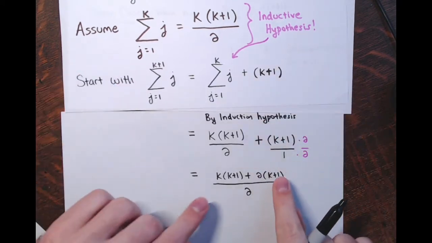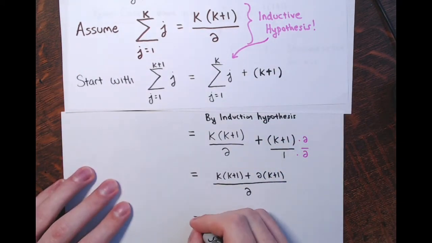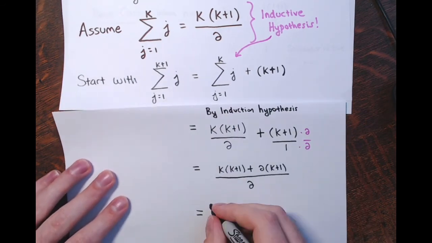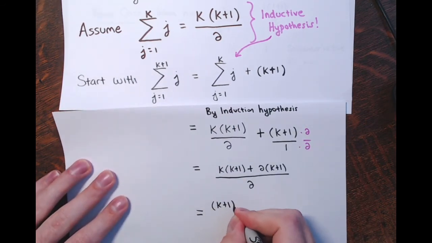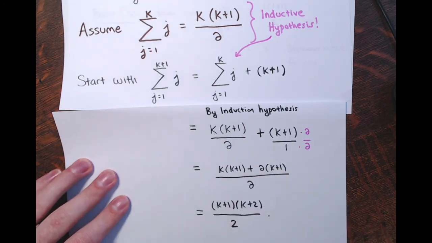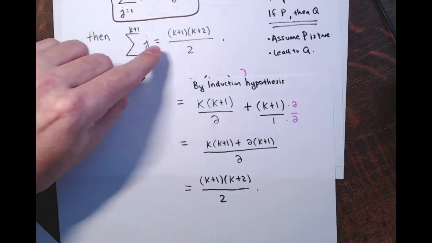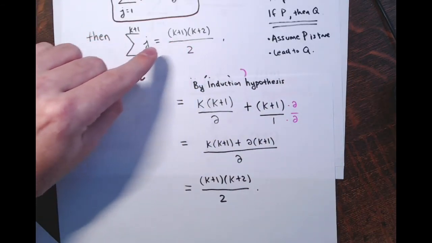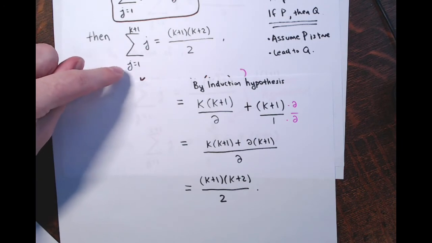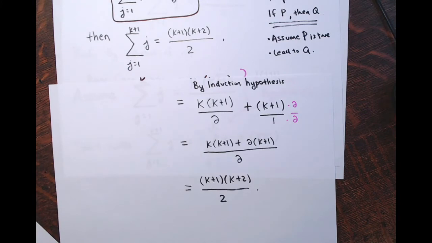And then, oh, look at that. These two terms in the numerator have a common factor of k plus 1. I pull that out. We have k plus 1 times k plus 2 left over, over 2. Hey, that is what I wanted to show it was equal to. I wanted to show that this sum from j equals 1 to k plus 1 of j's was k plus 1 times k plus 2 over 2.